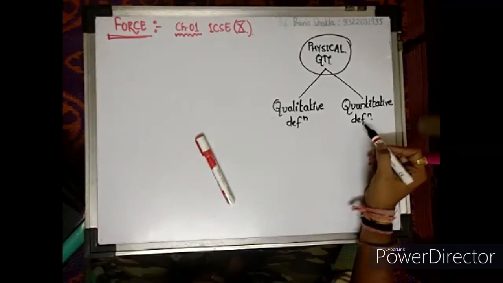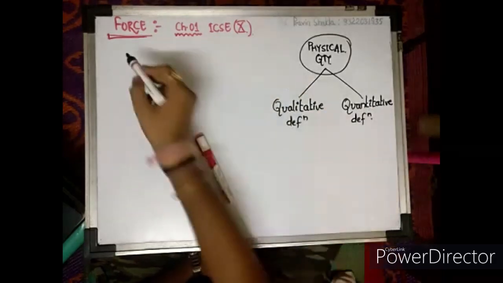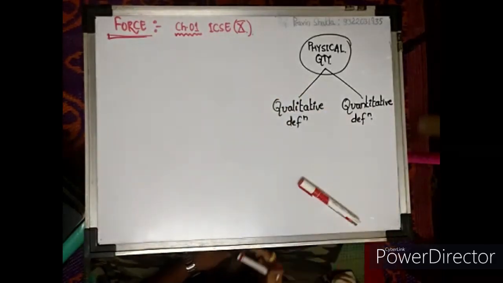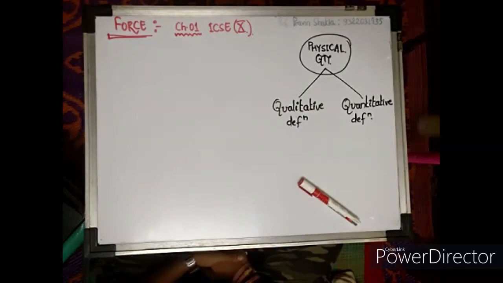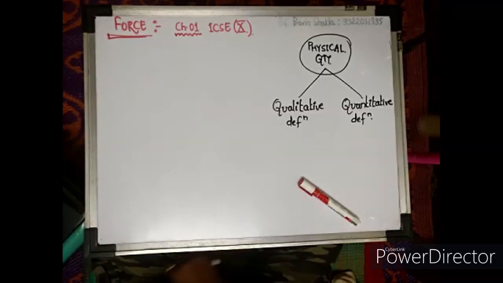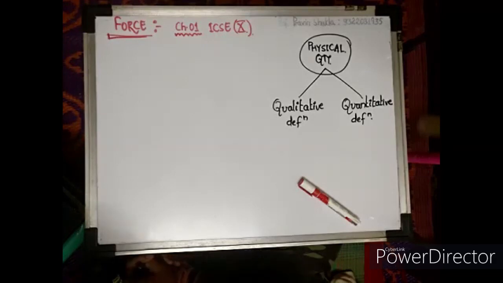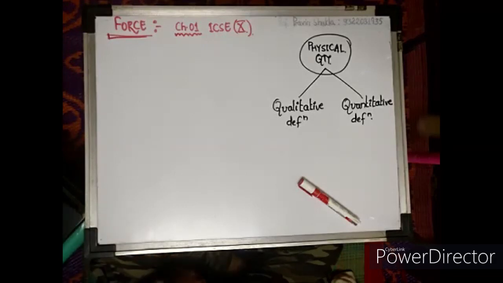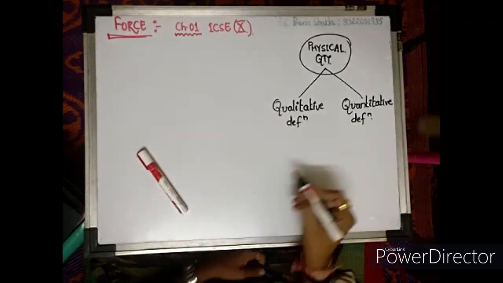Yes, no? So the quantitative definition of force was given by Newton in his second law. You guys remember the second law? Rate of change of momentum with respect to time is directly proportional to the force applied on the given body. So F is equal to ma, rate of change of momentum with respect to time. This is the definition. Okay?